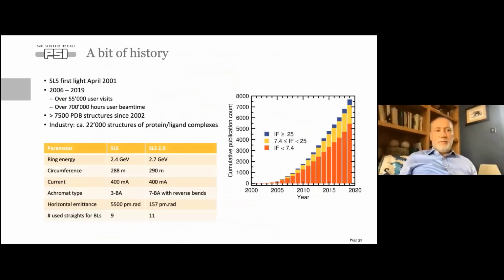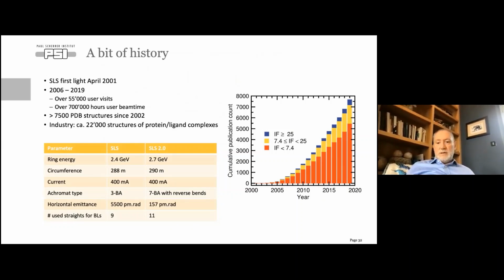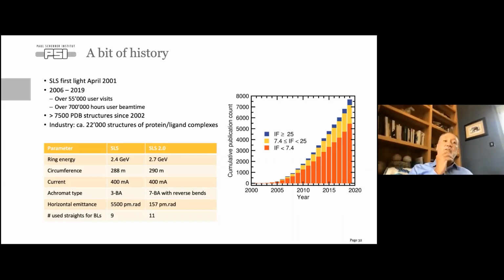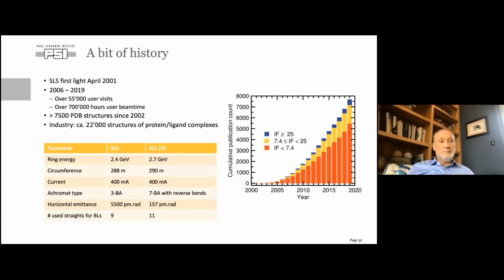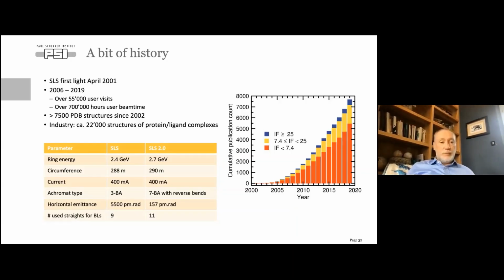So a little bit of a history about the SLS. We got our first light in April 2001. And since the Digital User Office has been operational in 2006, we've had over 55,000 user visits and over 700,000 hours of user beam time. There are in excess of 7,500 PDB structures since 2002, and many more above that through industry, which are obviously not made public, of protein ligand complexes.